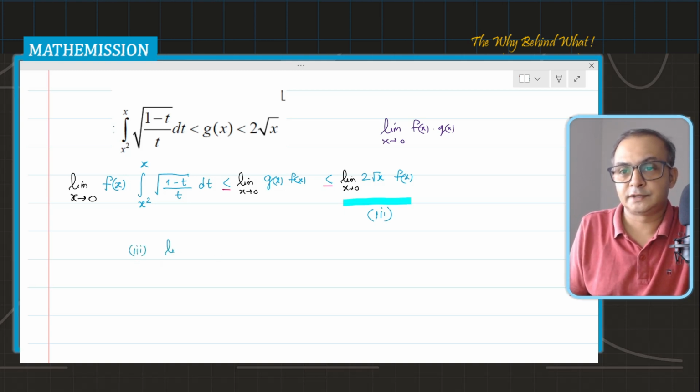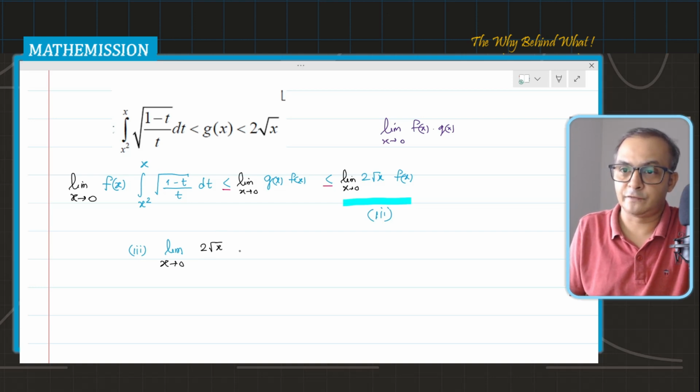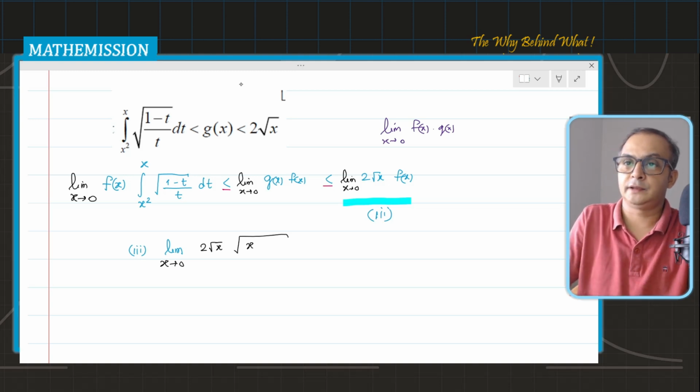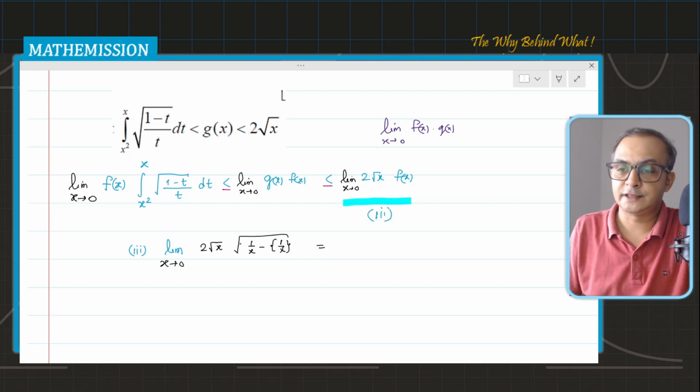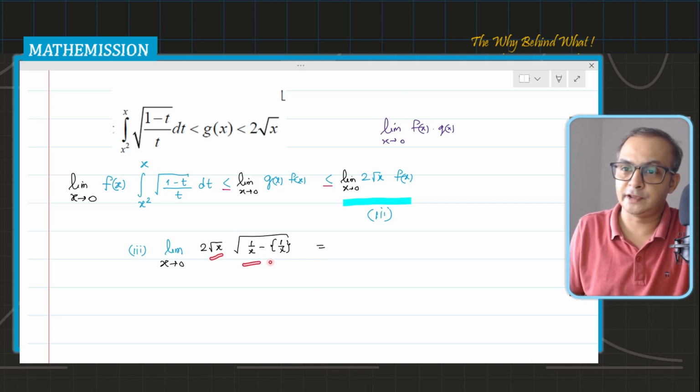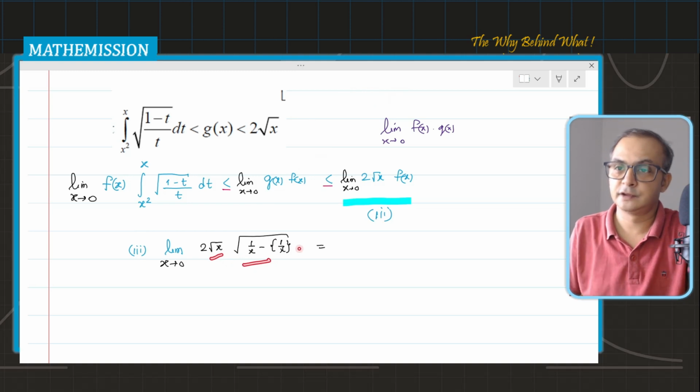This is the limit as x approaches 0, and I have twice of root x, and the f(x) I have already found, that is the square root of 1 by x minus the fraction part of 1 by x. You can see that both the terms have the same root. So we can insert this x inside the bigger root like that.